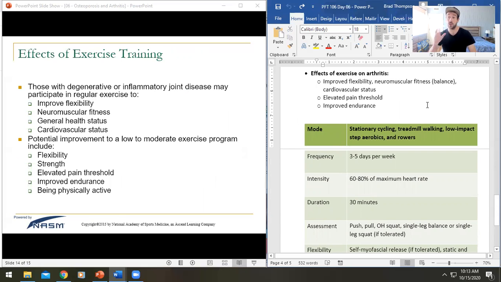Here's the thing though, here's what we know about exercise, right? It has really positive effects. By improving your flexibility, that's going to improve your mobility. That's going to increase the space between your joints. They're less likely to grind. Therefore, they're less likely to experience pain.